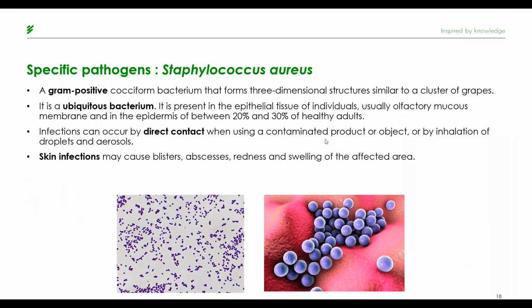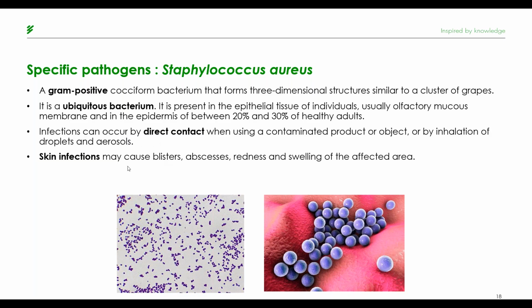Next, we will analyze our specific pathogens. We will begin by analyzing Staphylococcus aureus. This bacterium is a gram-positive coccus that forms three-dimensional structures similar to a cluster of grapes, which gives it its name in Greek. It is an ubiquitous bacterium that is present in epithelial tissue of individuals, mainly the mucous olfactory membranes of humans and the epidermis, mainly the skin of healthy adults. The infections of Staphylococcus aureus can occur by direct contact with a contaminated product or object, or by inhalation of droplets and aerosols containing the bacteria.